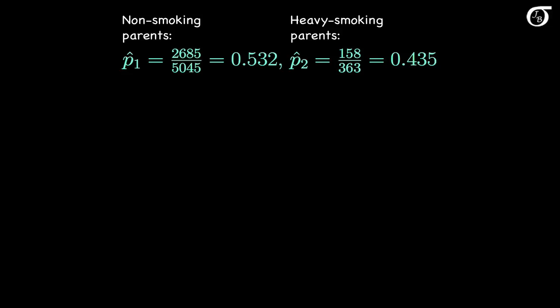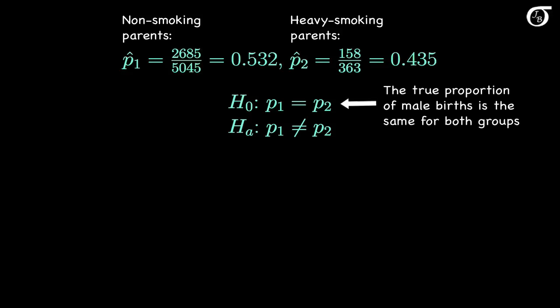In studies like this, we often wish to test the null hypothesis that the population proportions are equal. We typically use a two-sided alternative hypothesis, as we are usually interested in a difference in either direction. This null hypothesis means that the true proportion of male births is the same for non-smoking parents and heavy smoking parents. The alternative hypothesis is that there is a difference in the true proportions.